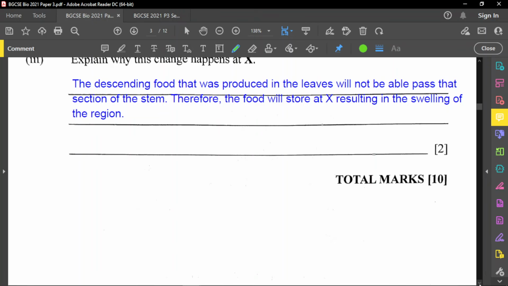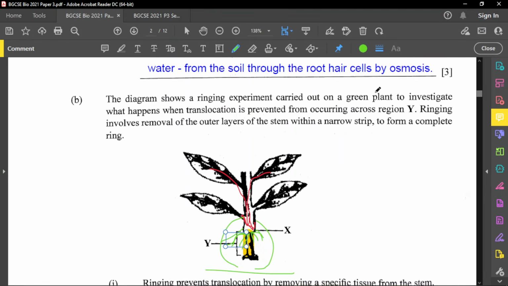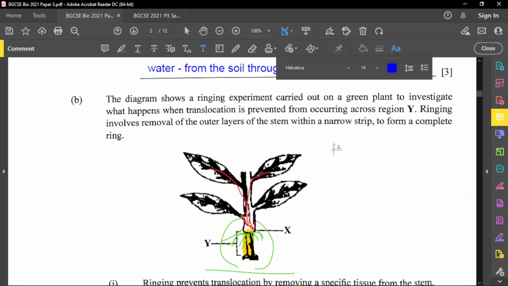Okay, this question is finished. I want to point out something again before I move on to the other question. For the diagram, I want you to know what process this is called. This process is called air layering. So just in case you may see it, it's called air layering.